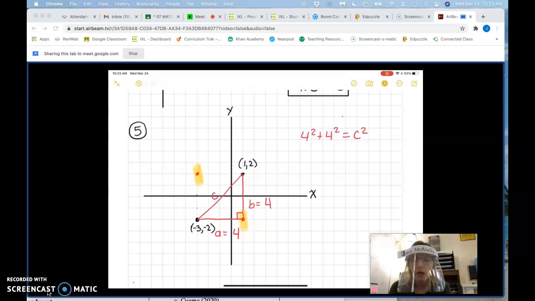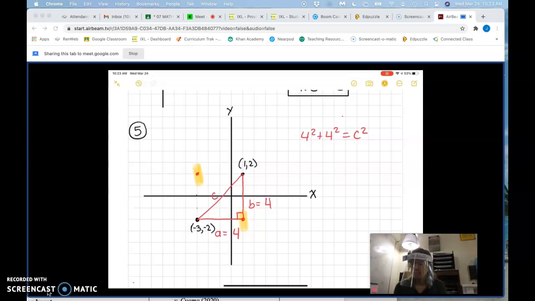Okay, I forgot to record again, but we said side A is 4 squares long, side B is 4 squares long, and then we put that into our Pythagorean Theorem formula. 4 squared plus 4 squared equals C squared. And Cameron's going to walk us through the rest.